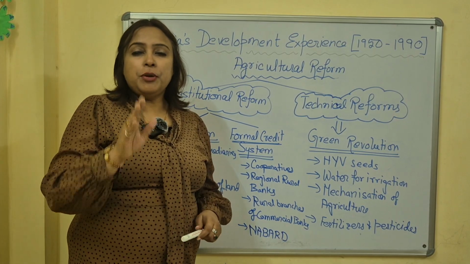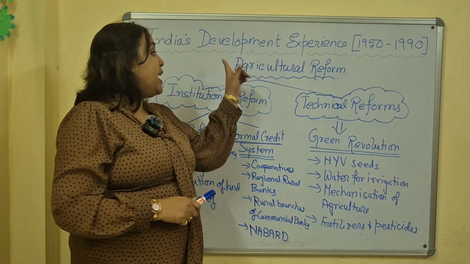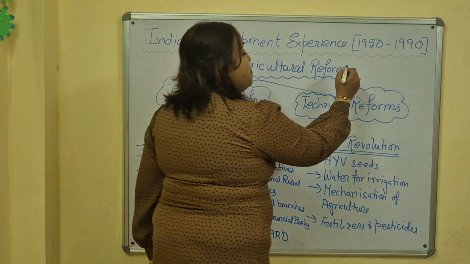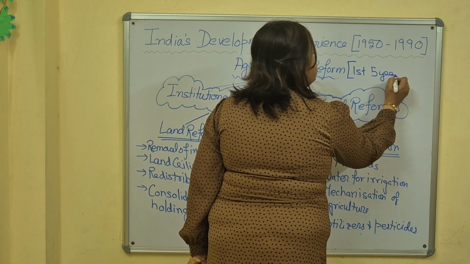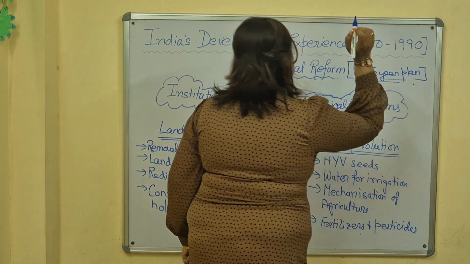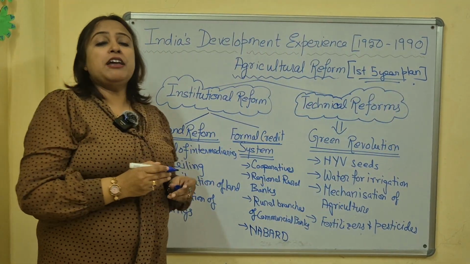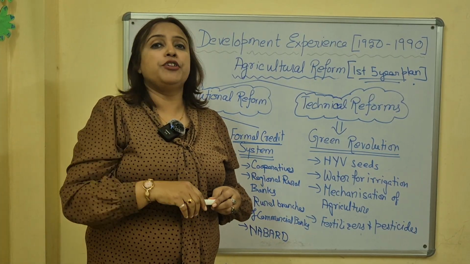First reform from 1950 to 1990 development policy was the agricultural reform. The time period is the first 5-year plan. So the first 5-year plan called for the agricultural reform policies.